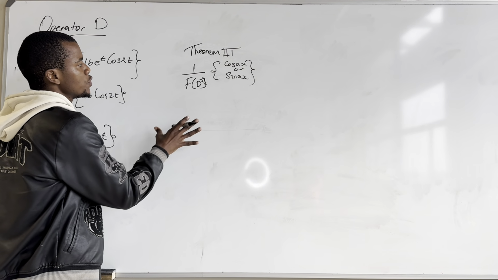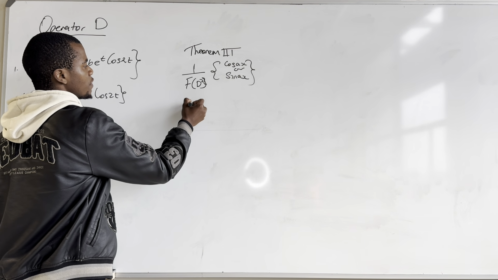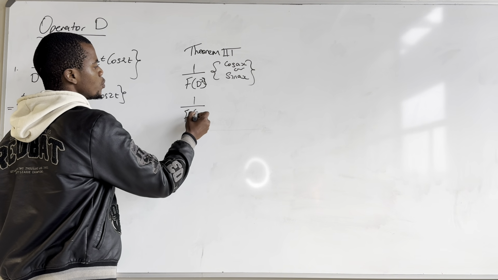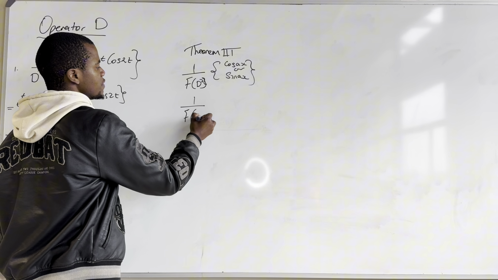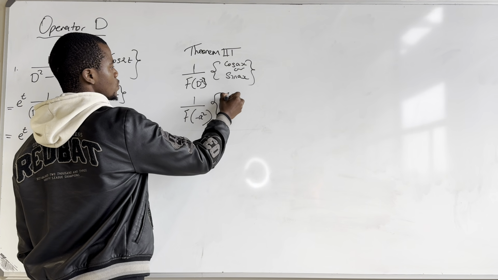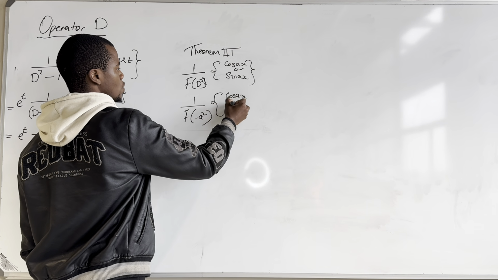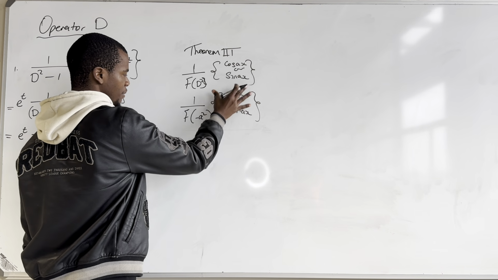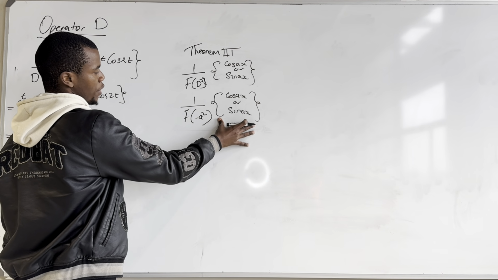So what is it that you need to do here? You will have 1 over, instead of D squared, you put what? You put a negative a squared, okay? And then it operates on cos ax or sine ax. So the trig function will just remain here.